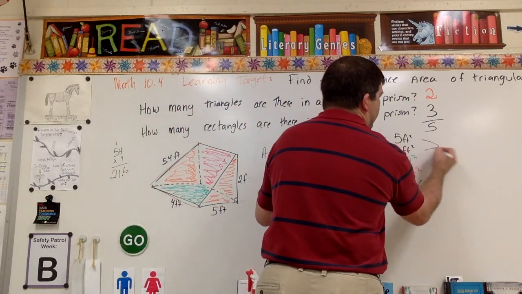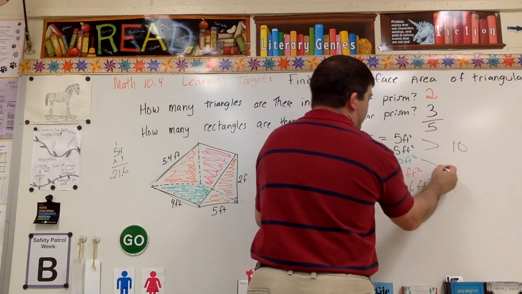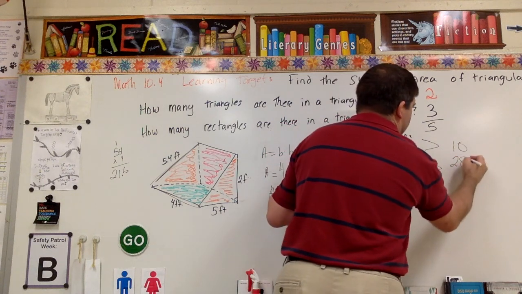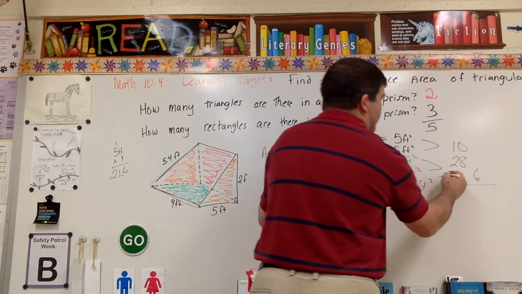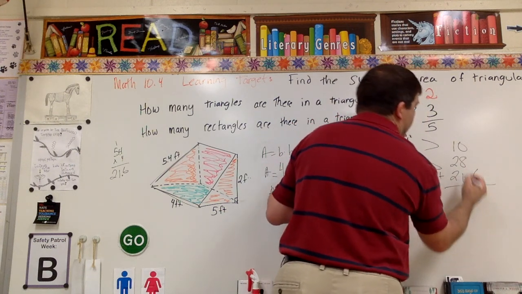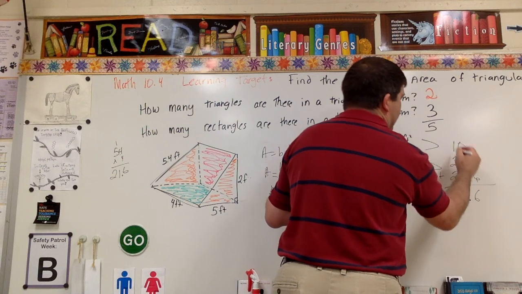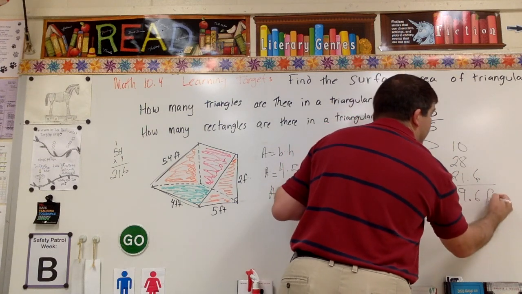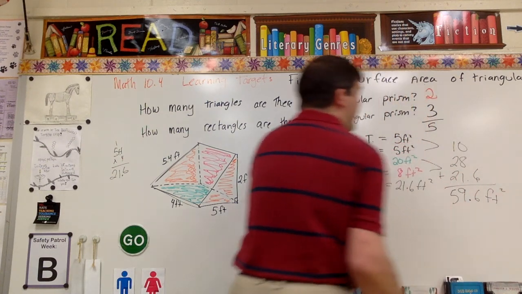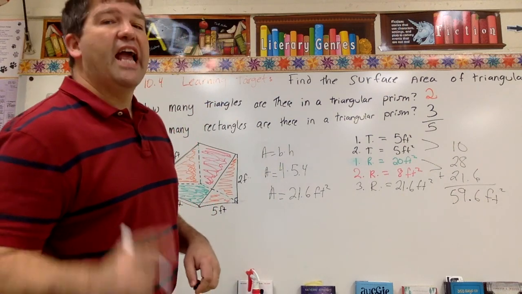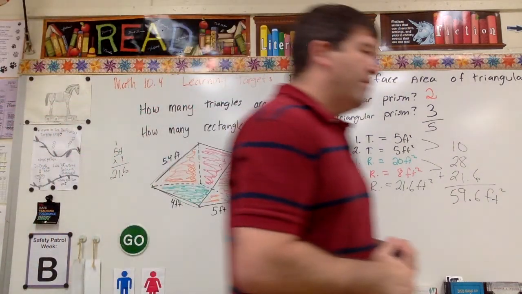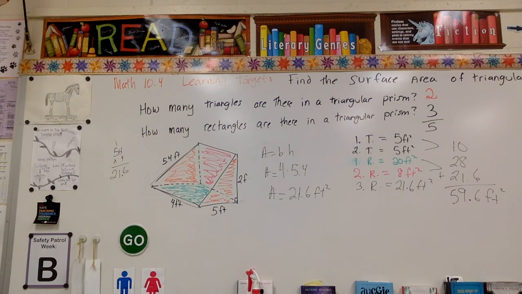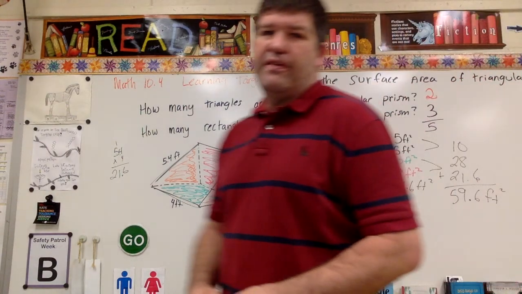So I know 5 plus 5 is 10. 20 plus 8 is 28. And then I have this 21.6. I'm going to add all these up. I get 0.6. That's a 9. 59 feet. And it's surface area. So area is always squared. And we get 59.6 feet squared.